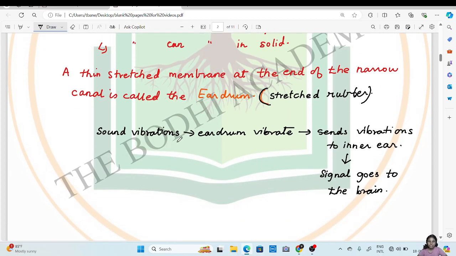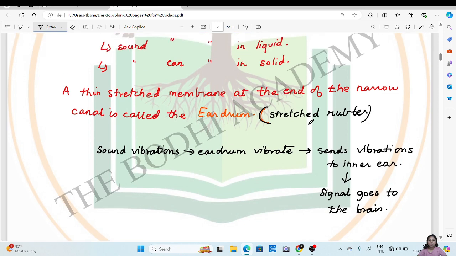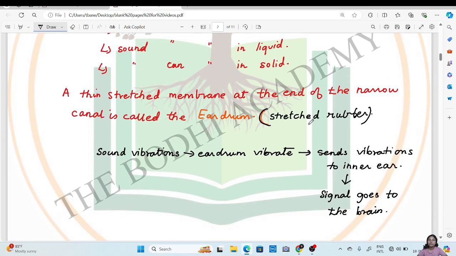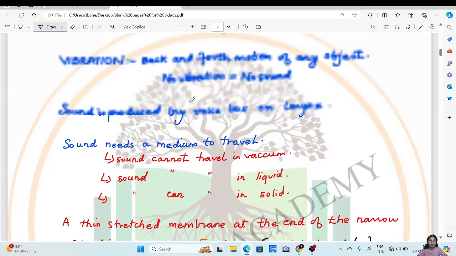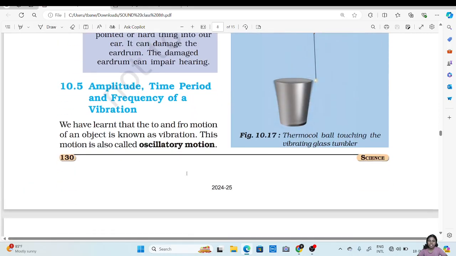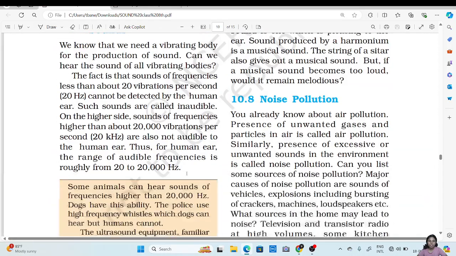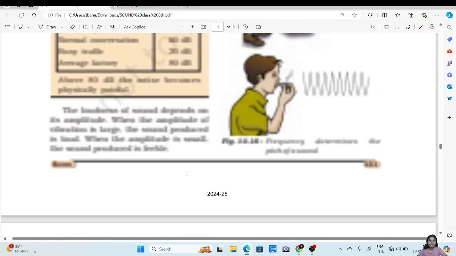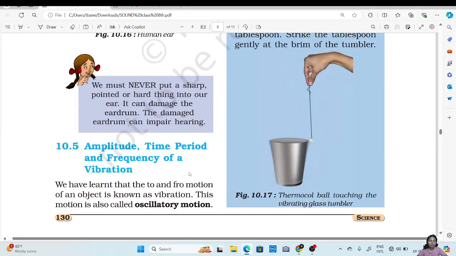These sound vibrations make the eardrum vibrate. When the eardrum vibrates, it further sends these vibrations to the inner ear, and from the inner ear the signals go to the brain, and that is how we are able to hear. So now moving ahead, today we'll continue with the rest of the chapter.